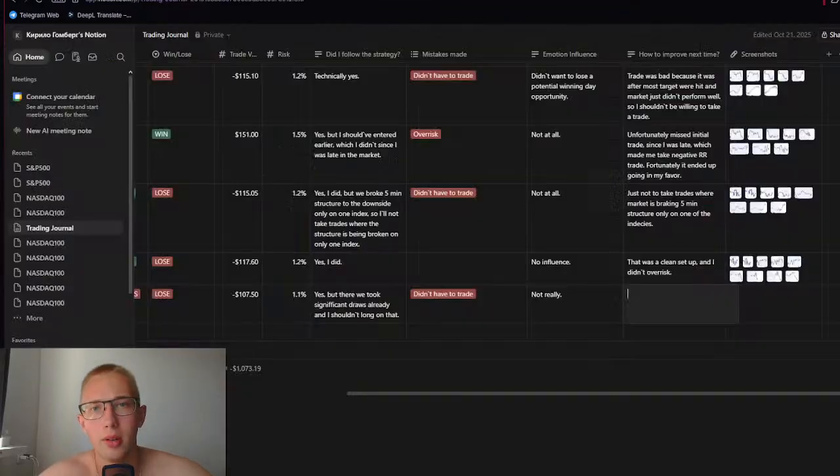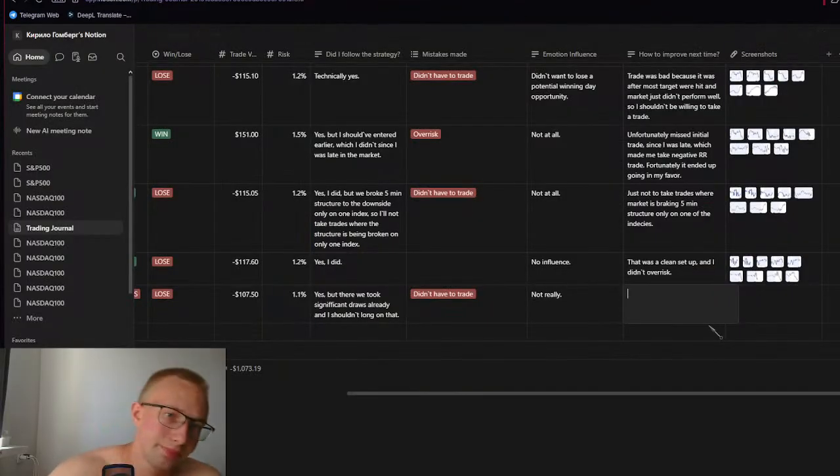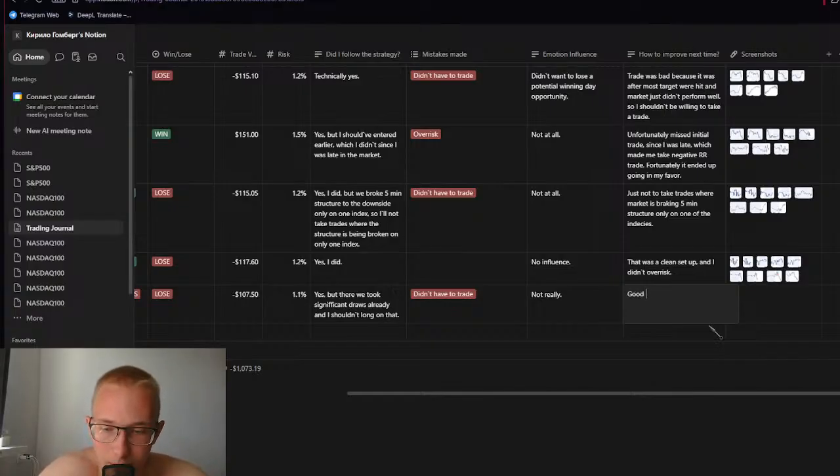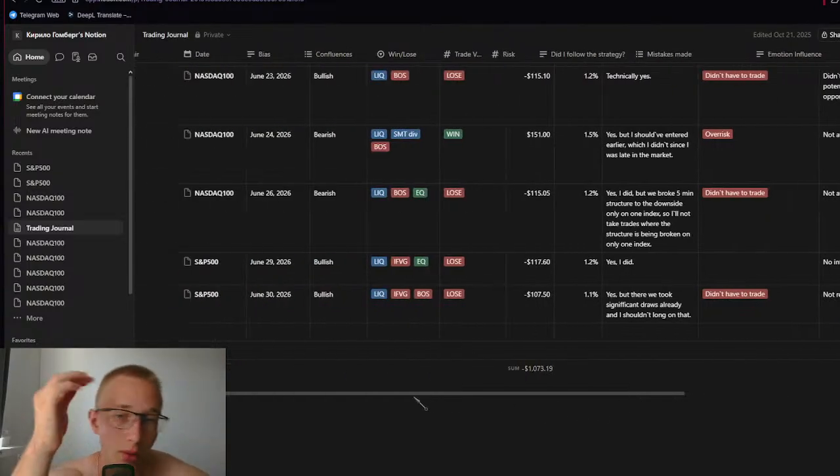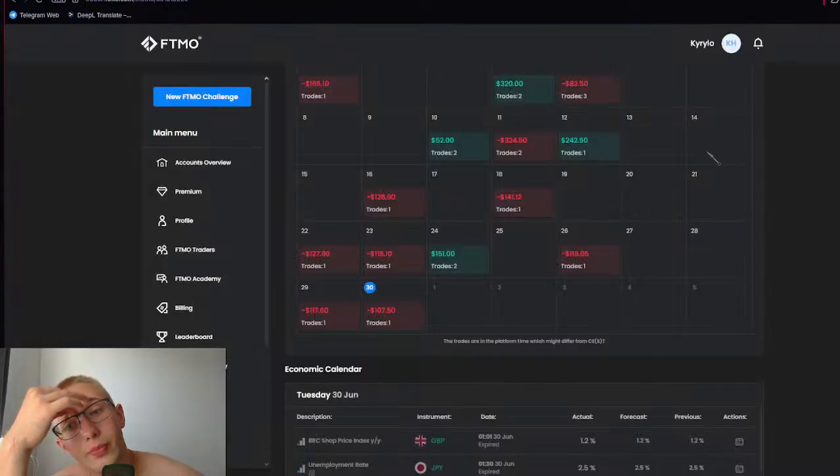Good setup, but no liquidity to target, and I think I simply didn't have to enter on that. Okay, guys, I'm overall down $1,000.